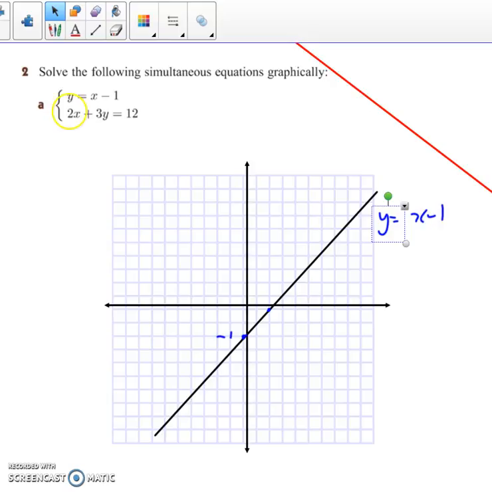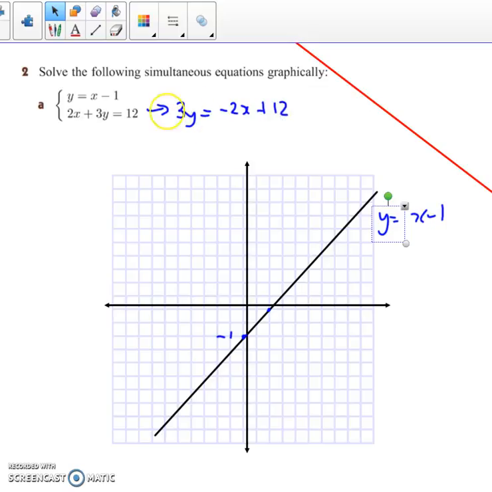Now, the bit that's different here is the 2x plus 3y is equal to 12. What we need to do here is get y by itself. In that case we need to rearrange the equation. You've got 3y here, you've got 2x, we'll get the 2x on the other side. So we have 3y is equal to negative 2x plus 12. The 12 is still there, and it's a positive 12.